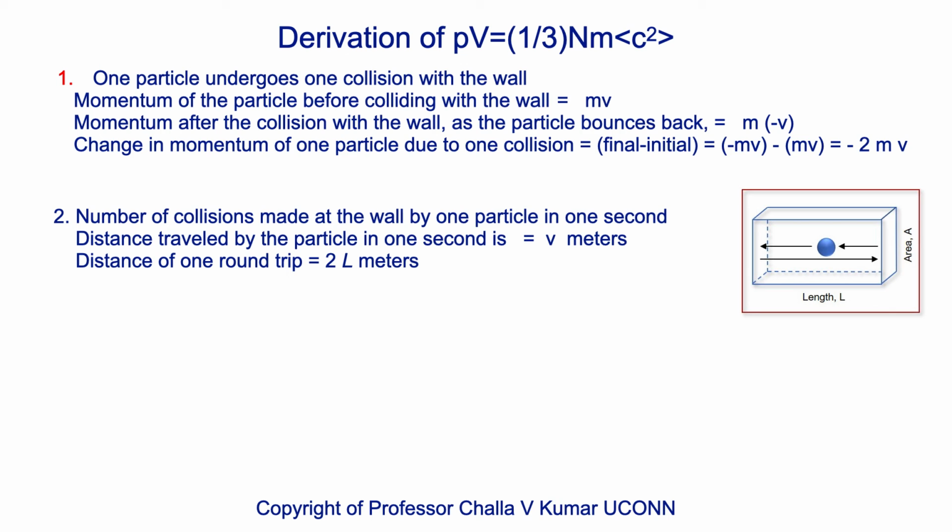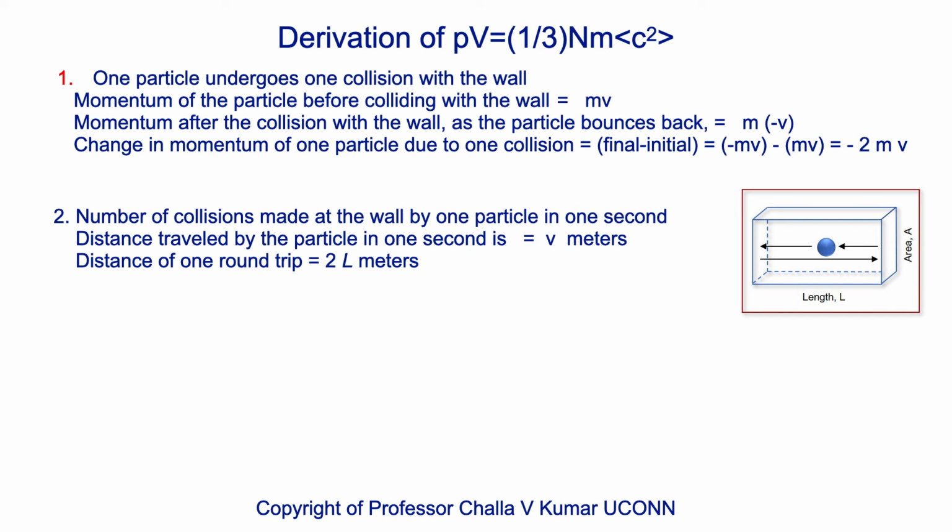So again, let's look at this very carefully. v is the number of meters the particle travels. 2L is the round trip length. So if I divide v by 2L, it should give me the number of round trips the particle is making in 1 second. In each of the round trips, the particle collides only once on the right-hand side wall and only once on the left-hand side wall. We do not care about the left-hand side wall. We only care about the right-hand side wall, because we're going to measure the pressure using that one particular wall.